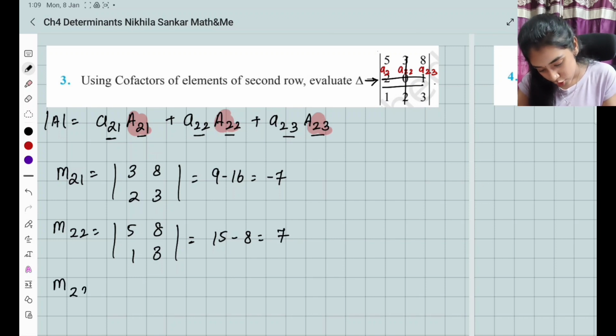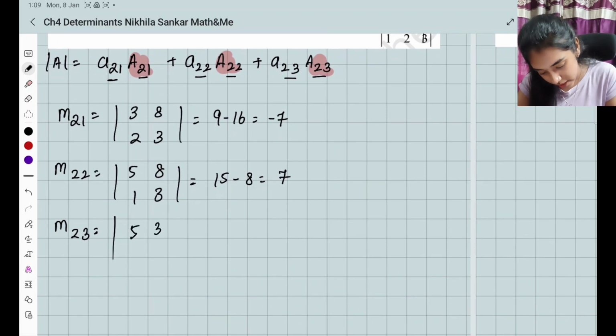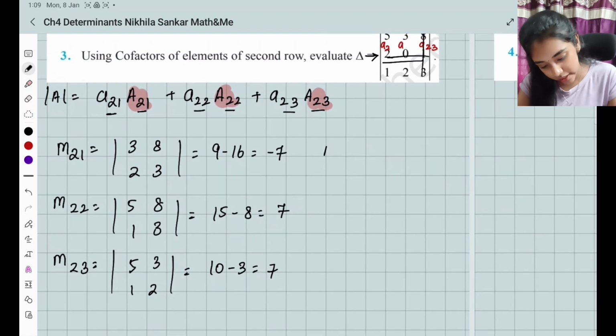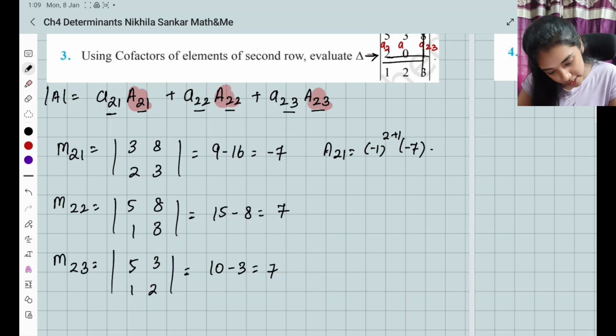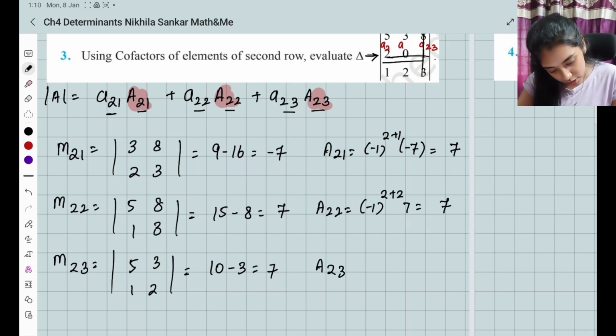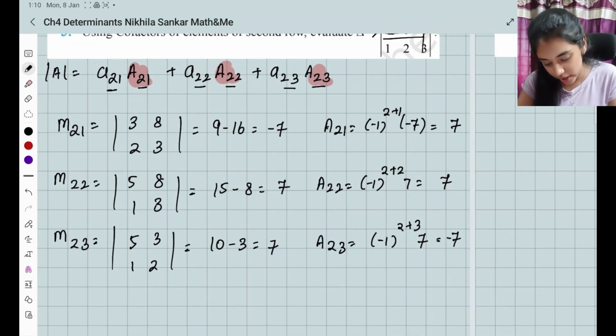Then m23. m23 is going to be, either hide பண்ணலாம், I can hide this and this. So 5 3 1 2. 5 2s are 10 minus 3 which is 7. இப்போ cofactor a21 is going to be minus 1 to the power 2 plus 1 times minus 7. Minus into minus is plus. So plus 7. Then a22 is going to be minus 1 to the power 2 plus 2 into 7 which is positive 7. Then a23 is going to be minus 1 to the power 2 plus 3 into 7 which is minus 7. Okay, so இப்போ a21, a22, a23 கண்டுபிடிச்சாச்சு.